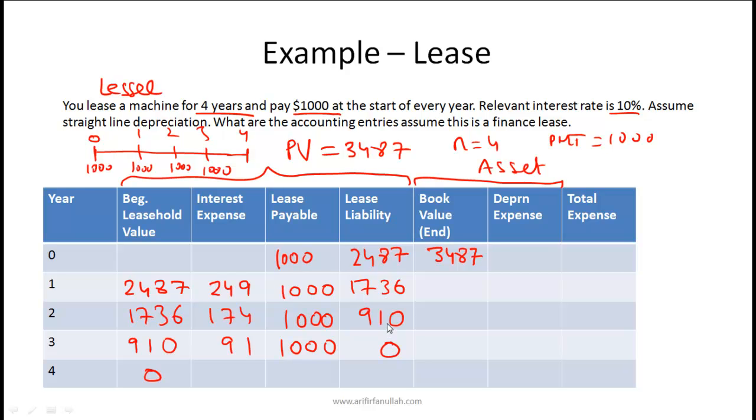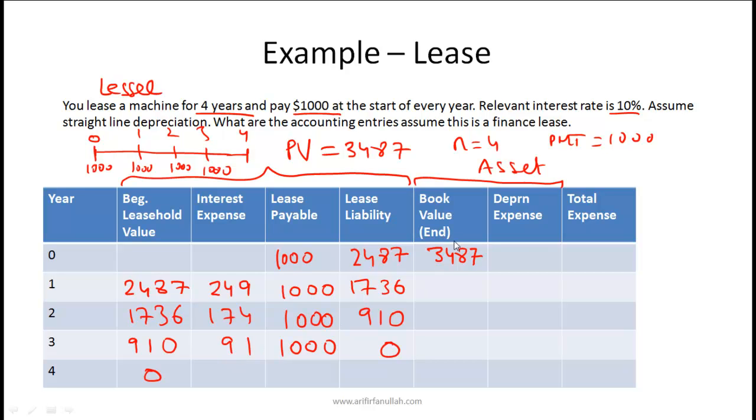End of year 2, the lease liability would come down to 910, and end of year 3, which is beginning of year 4, the lease liability is 0. From an expense perspective, in year 1 we would have an interest expense shown in the income statement of 249, interest expense in year 2 of 174, and interest expense in year 3 of 91.